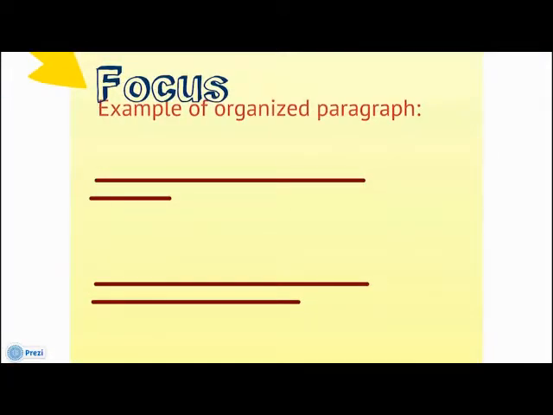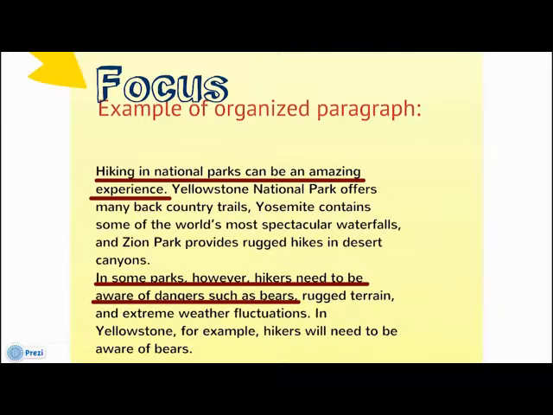Here's a reworked version of the previous paragraph. Hiking in national parks can be an amazing experience. Yellowstone National Park offers many backcountry trails, Yosemite contains some of the world's most spectacular waterfalls, and Zion's Park provides rugged hills and desert canyons. In some parks, however, hikers need to be aware of dangers such as bears, rugged terrain, and extreme weather fluctuations. In Yellowstone, for example, hikers will need to be aware of bears.